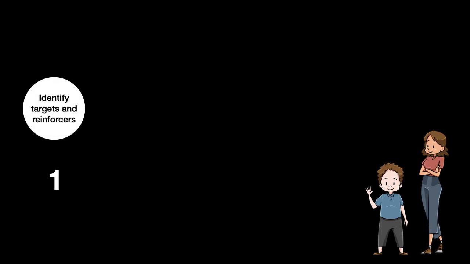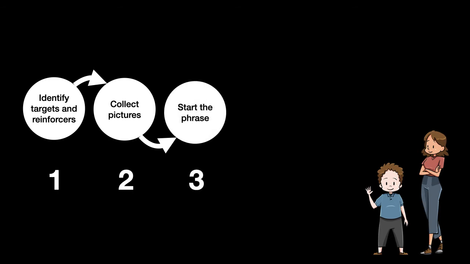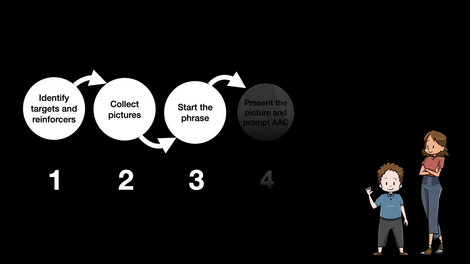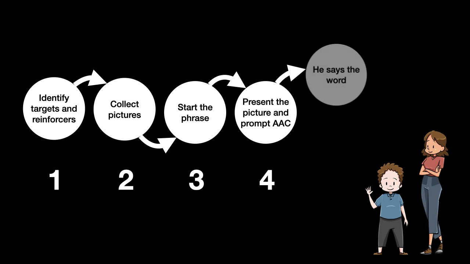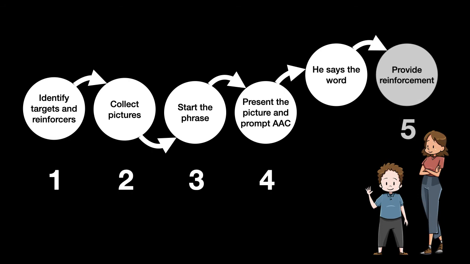Teaching your child to verbally respond follows the same basic steps that you used to teach each of the other skills. First, identify the targets and the reinforcers you will use. Then, collect pictures of each of your targets. When playing with your child, have the reinforcers and pictures next to you. Start the target phrase. Then present the picture and prompt your child to use his alternative communication if he uses one. If he says the word or uses his alternative communication, provide reinforcement right away, within 3 seconds.